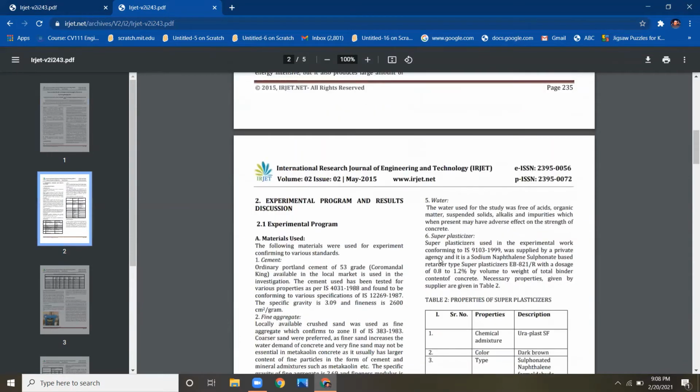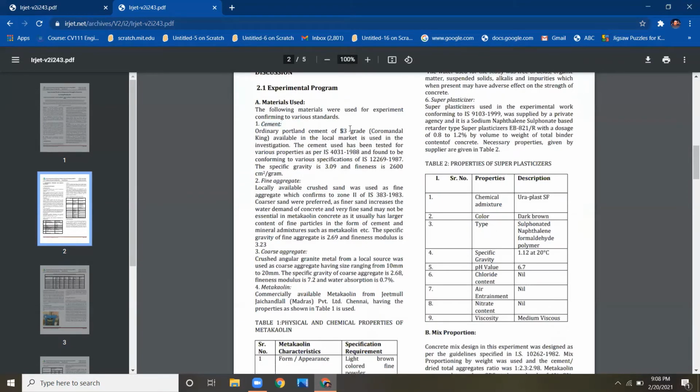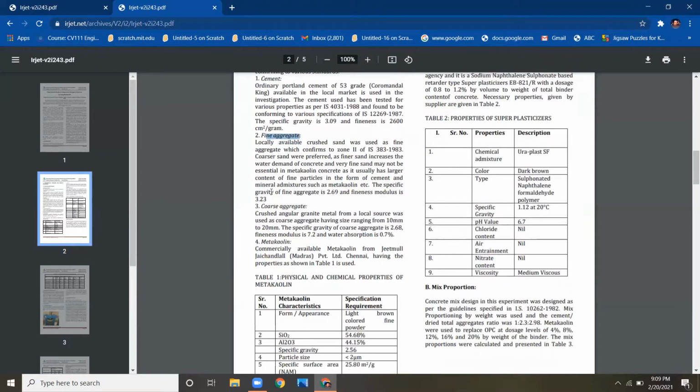Now I am moving towards the experimental program. Which materials have they used? They have used cement of 53 grade, and the cement has been tested for various properties. They have done a specific gravity test and a fineness test. Then fine aggregate: locally available crushed sand was used as fine aggregate, which conforms to zone 2. So they told us the criteria of fine aggregate also.